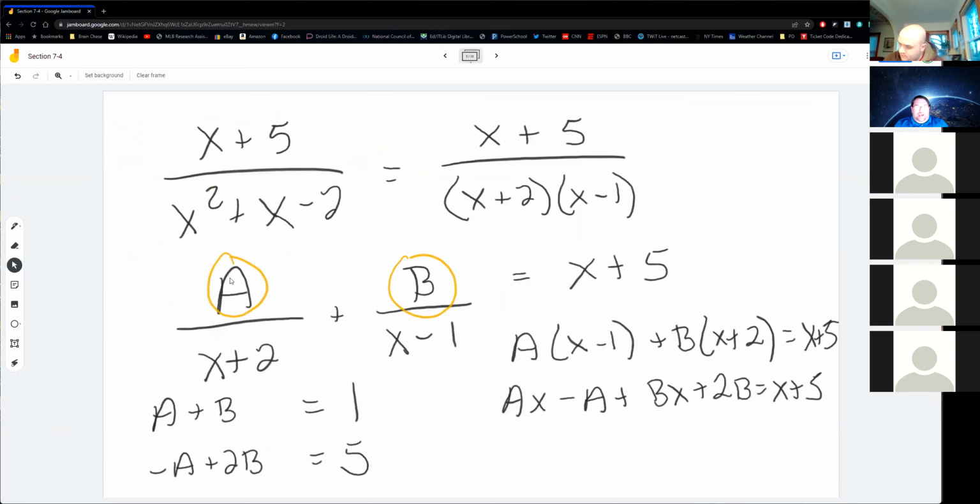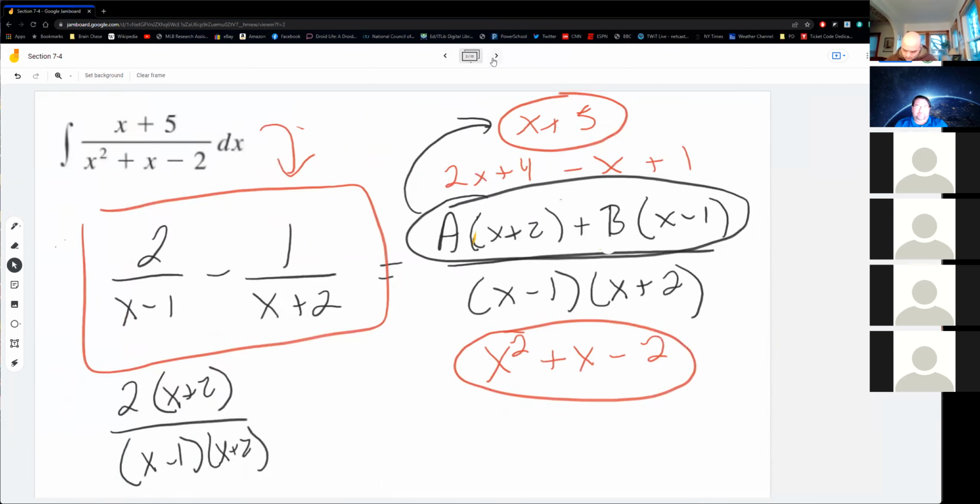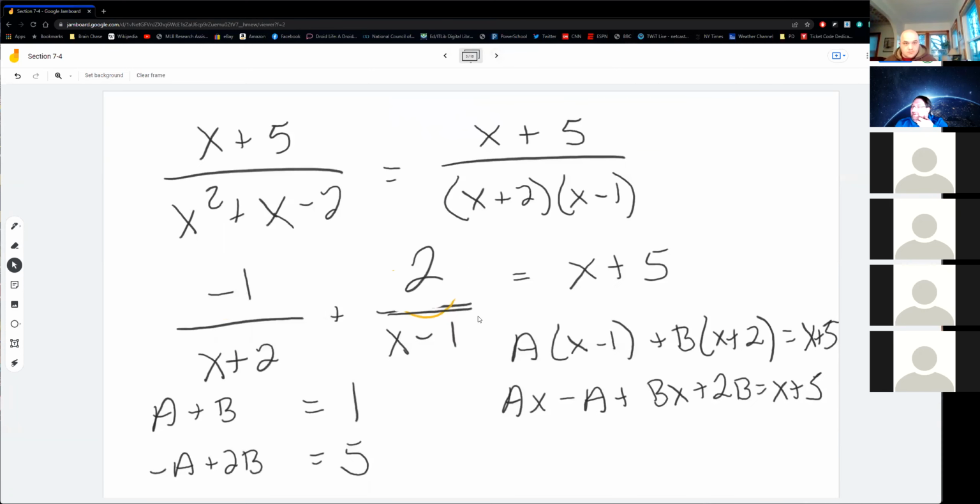So when we look at this one now, A in this case was -1 and B was 2, which was the exact same thing as my original problem, because the 2 was over the x minus 1 and the -1 was over the x plus 2. So putting fractions together, pretty simple. Taking fractions apart, a little more complicated.